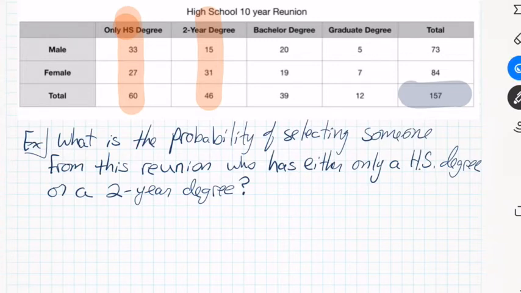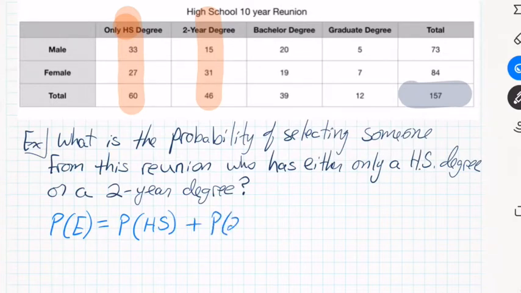So let's write it out. The probability of this event that we're looking at is going to equal the probability they have a high school degree or a 2-year degree. And then the rest of the formula could be minus the probability of both, the intersection of these guys. Or and, either way you want to look at it.